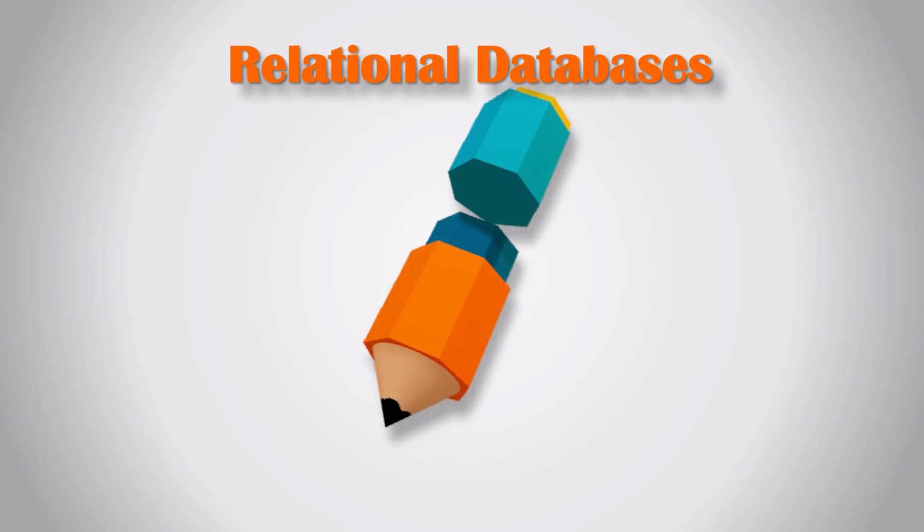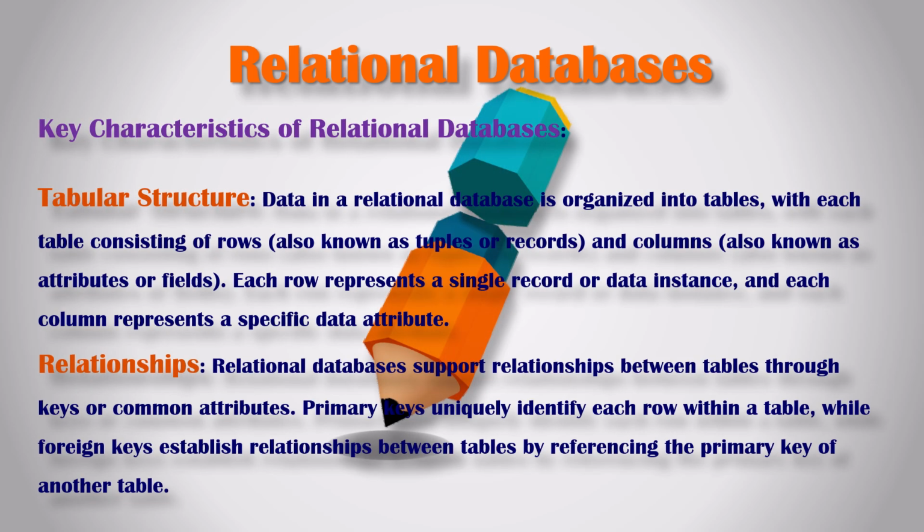Key characteristics of relational databases. Tabular structure. Data in a relational database is organized into tables, with each table consisting of rows, also known as tuples or records, and columns, also known as attributes or fields. Each row represents a single record or data instance, and each column represents a specific data attribute.